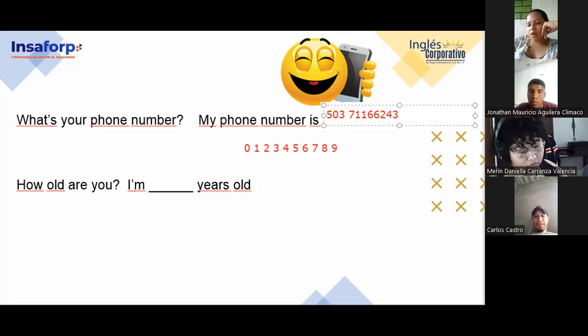7-1-1-6-6-2-4-3, all right? No es de rapidez, porque a veces al principio nos va a costar si no estamos acostumbrados a dar un teléfono en inglés, ¿verdad? Entonces, no es rapidez, es la entonación, ¿ok? 7-1-1, right? 6-6-2-4-3. All right, there you are.